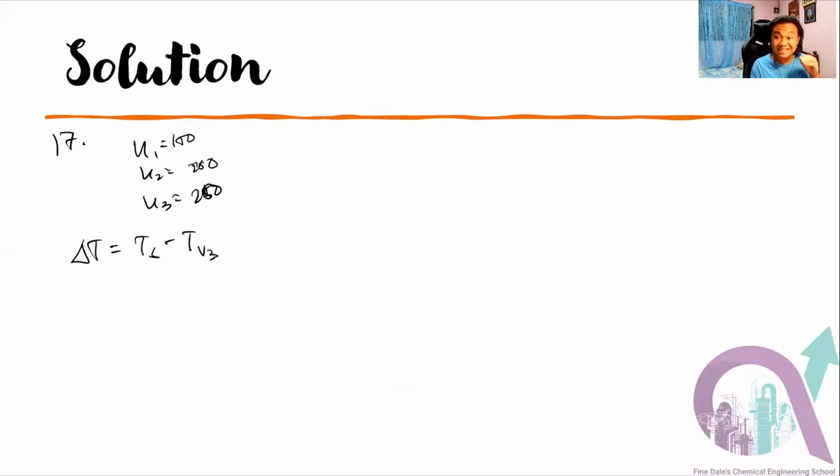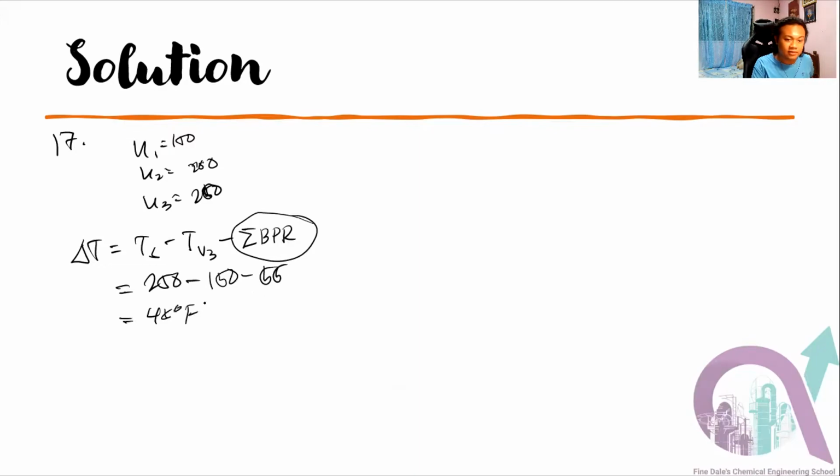V3, or the temperature of the last effect, minus the sum of the BPRs. But we don't have this, right? So you only have the 250 temperature of the steam minus the temperature we have here, 150 minus 55 BPR, so you have 45 degrees Fahrenheit.